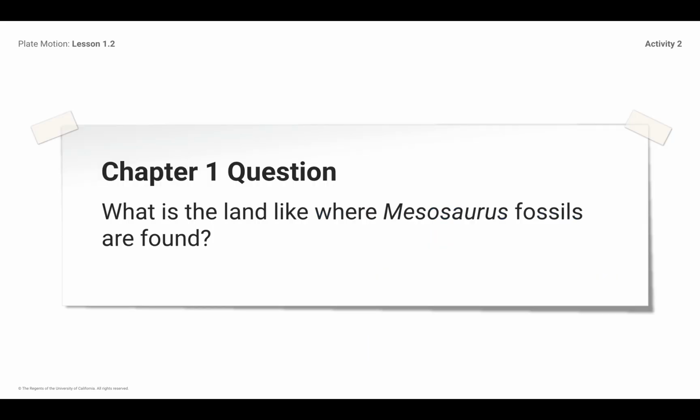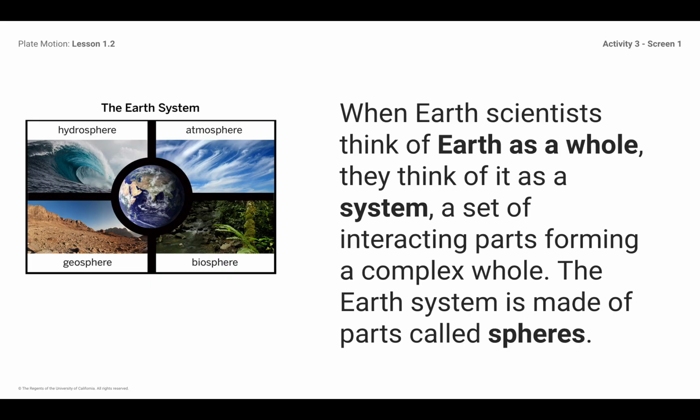So our chapter 1 question is, we need to figure out what the land is like where Mesosaurus fossils are found. I don't really like how Amplify worded this. Really what they're asking about is the geosphere where Mesosaurus fossils are found. So if you remember, when Earth scientists think of Earth as a whole, they think of it as a system. Remember this graphic from last unit?